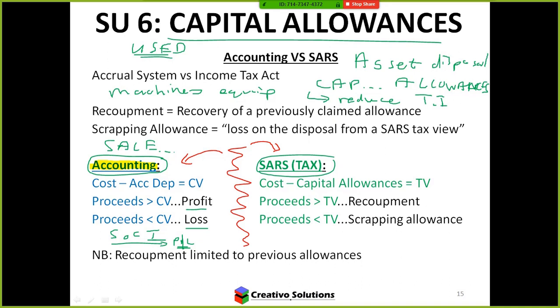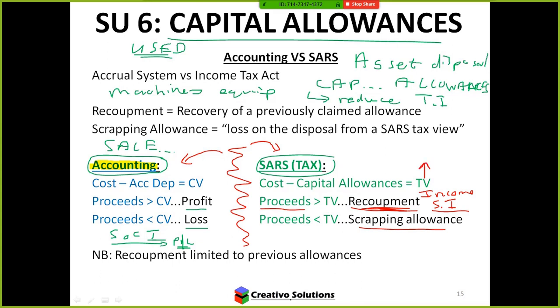When we look at tax, SARS doesn't call it a profit or a loss on sale. SARS talks about a recoupment or a scrapping allowance. That's what they talk about. And if you can remember back to income, when we spoke about income, we said there is a special inclusion, recoupment. A recoupment needs to be included as part of your income because it's a special inclusion. Now we've discussed what it is. A recoupment is when you make a profit on the disposal of a capital asset. In other words, when the proceeds are greater than the TV.